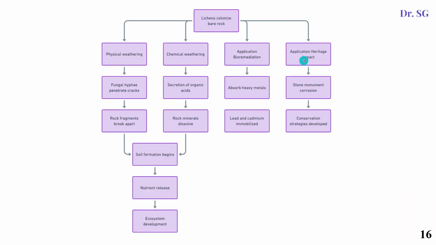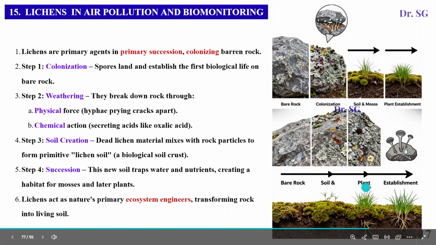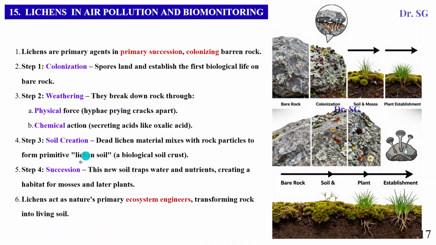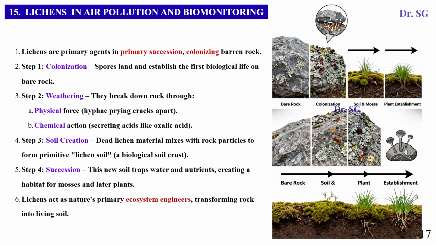So this is the flow chart of those details. You can see the rock formation. So bare rock is there and lichen colonization is taking place slowly, not just overnight, but it takes millions of years. Then you can see it has been producing soil, and then slowly the vegetation or plant establishment is taking place. So bare rock, soil, plant establishment. So this is how it goes. So we can call it colonization, weathering by physical and chemical sources, soil creation, then succession. Succession is where you can see the climax vegetation coming up. So they are the ecosystem engineers.